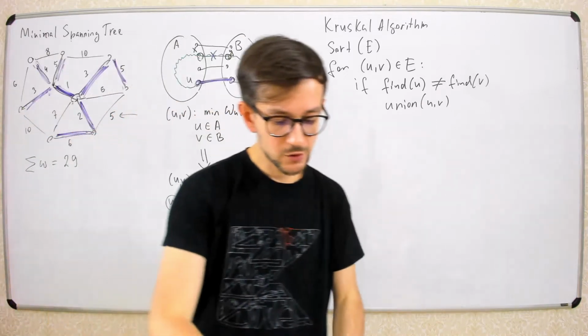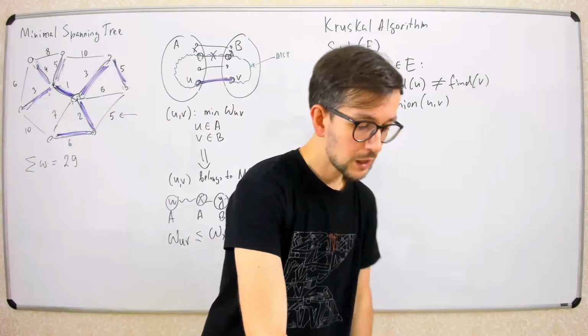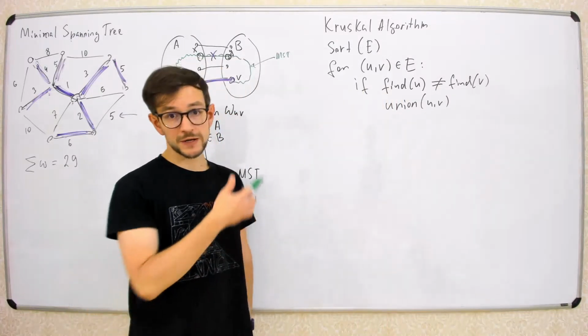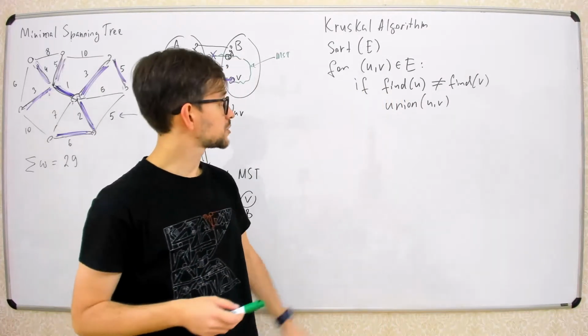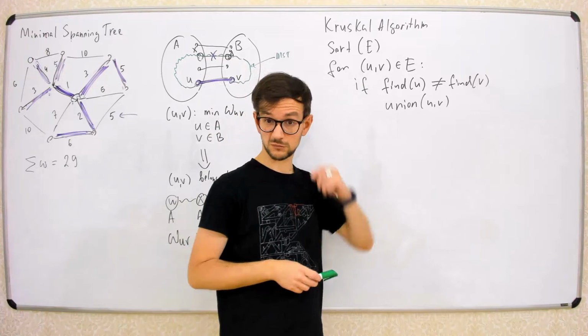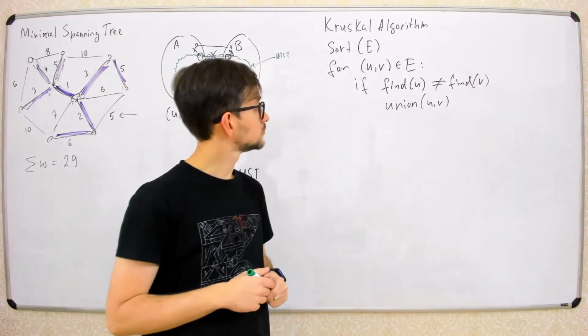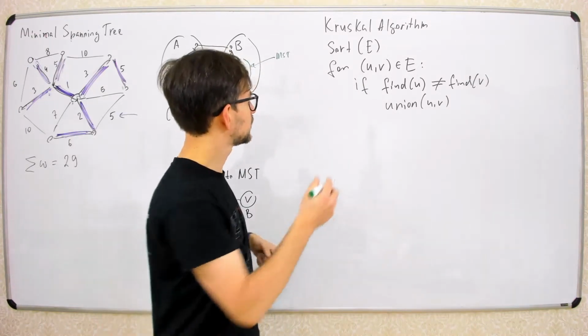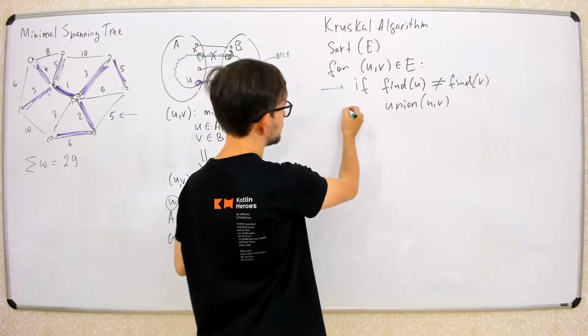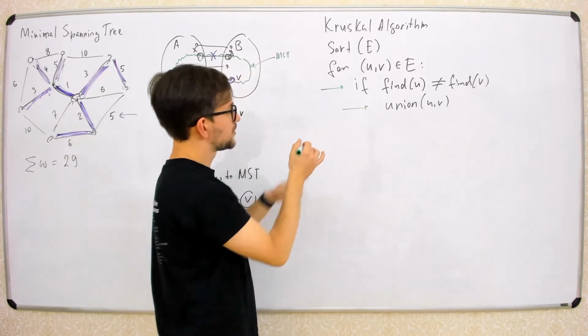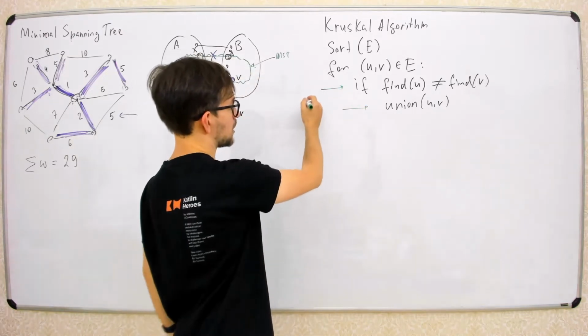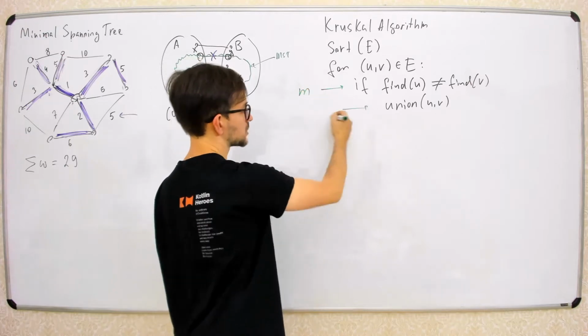So now let's talk about time complexity. What is the time complexity of this algorithm? What's the time complexity of union find? Let's start with this line and this line. This line is executed m times, and this line is actually executed n times.